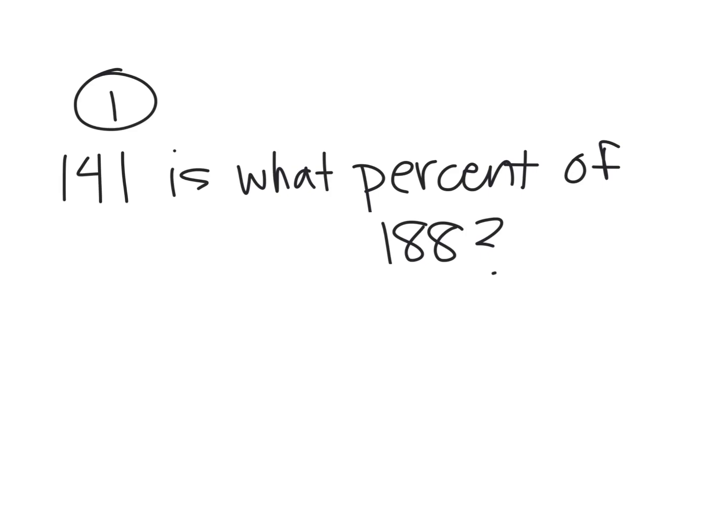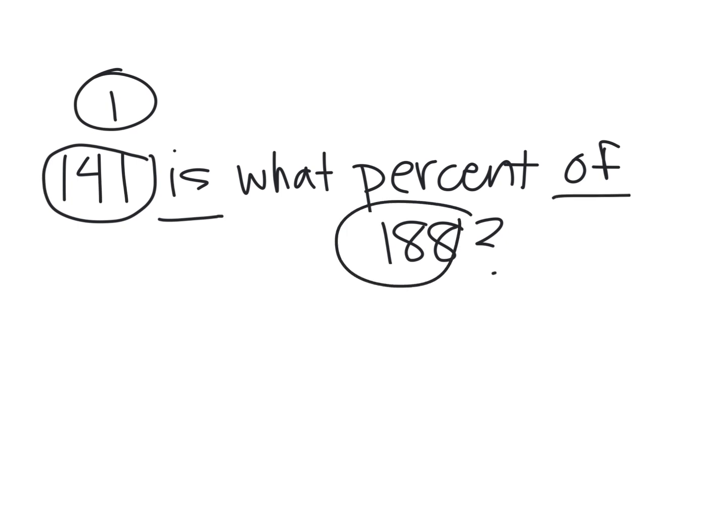Okay, so I'm going to show you how to set this question up without words. Very important things to look at. 141. Okay, and if you notice that 141 is sitting in front of the word is, and also 188 is sitting behind the word of.